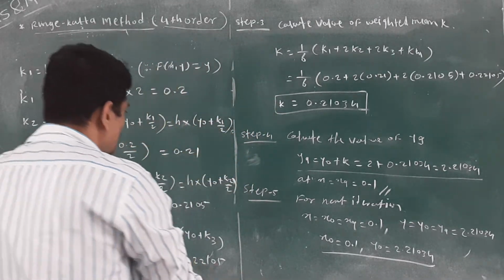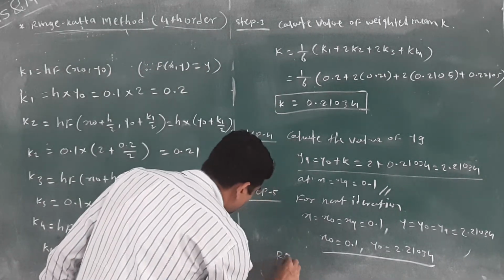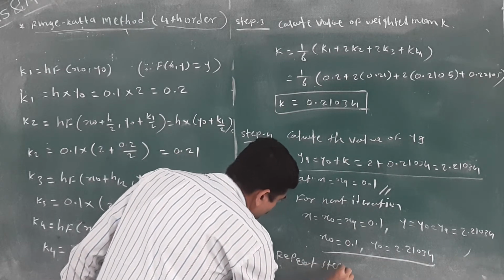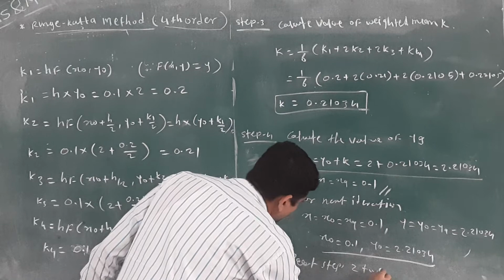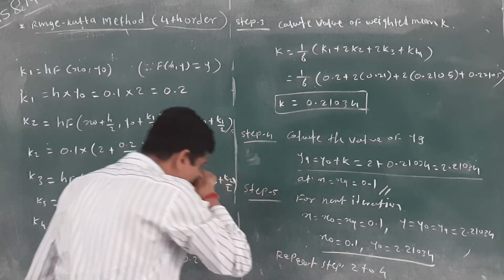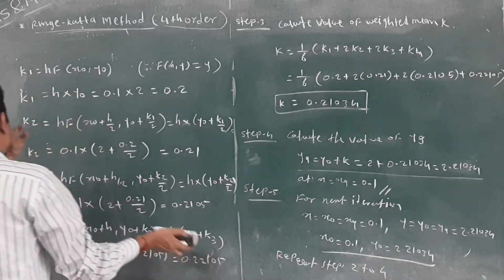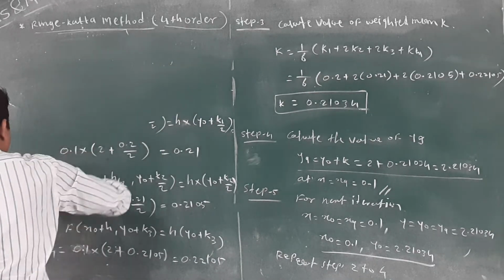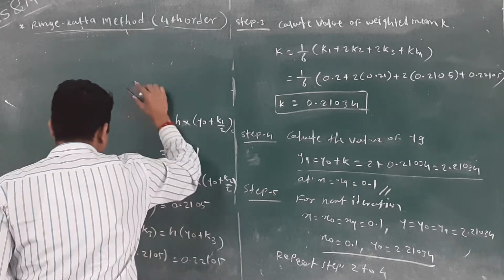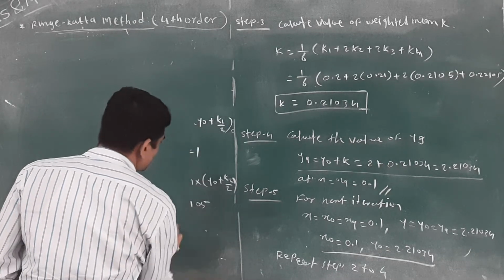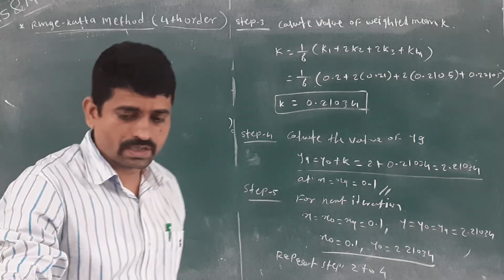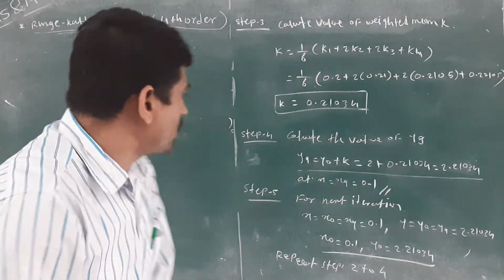You should repeat steps 2 to 4. What is step number 2? Again check that we want to calculate the value of K1, K2, K3, K4. I'll write here step number 2.